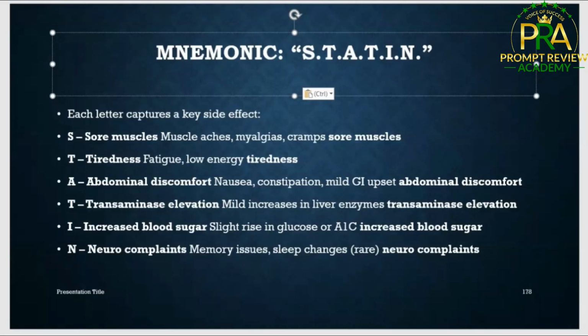Statin is very important for the exam. It's one of the medications. I know this is GI, but it's still important that we're talking about it.